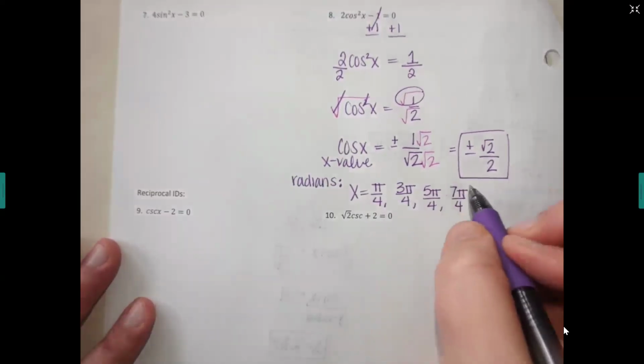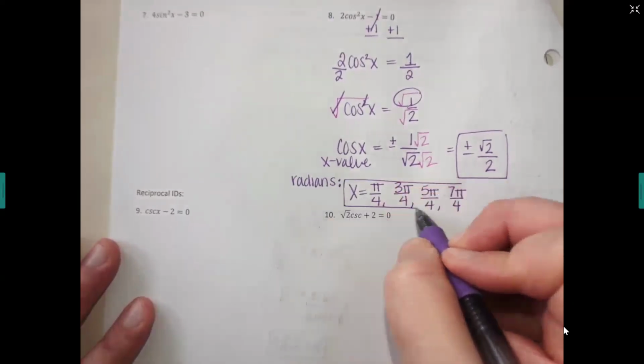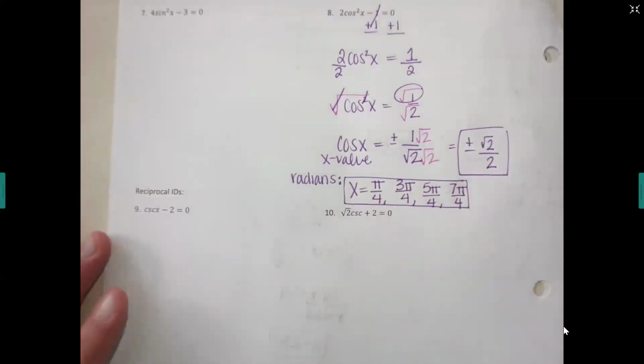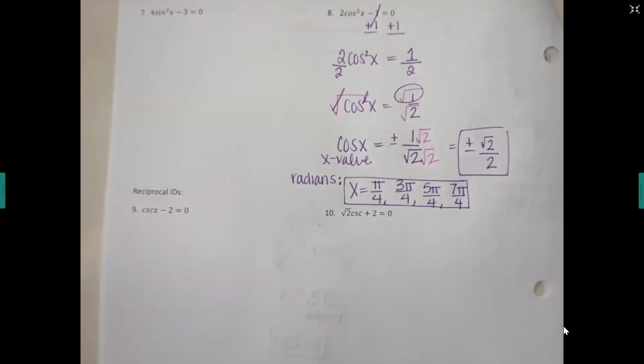7 pi over 4. Now, I'll give you a little hint here: you're never going to have bottoms of the fraction in an answer set that aren't the same. So if that one's over 4, they should all be over 4. You shouldn't have some over 4 and some over 3 and some over 6 in the same answer. That would not work out.